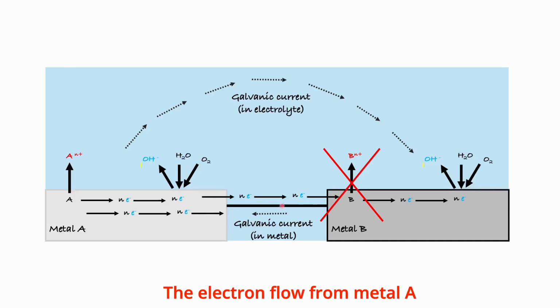The electron flow from metal A to metal B is therefore generating a galvanic current flowing from metal B to metal A. This occurs because the direction of current flow, by convention, is always opposite to the movement of electrons. To balance this galvanic current, a corresponding current must flow in the electrolyte from metal A to metal B.